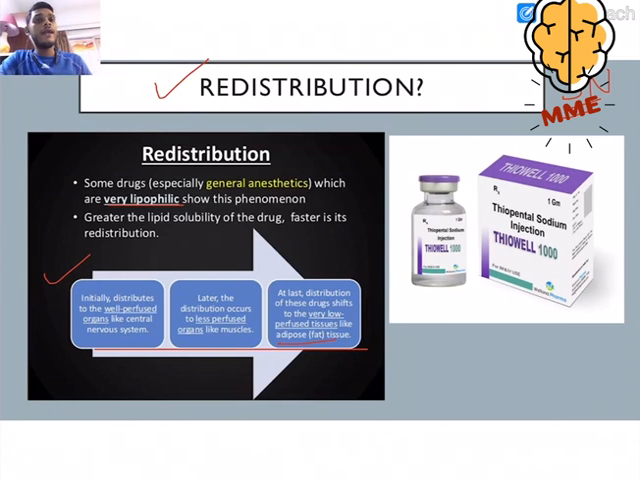This entire cascade, this entire flow chart, as you can see, gives us the redistribution of the drug. Okay, and a drug which undergoes a high amount of redistribution is thiopentone sodium. Always remember examples. Never forget to give examples with your short notes. Examples are very important, my friend. Okay, let's move on.